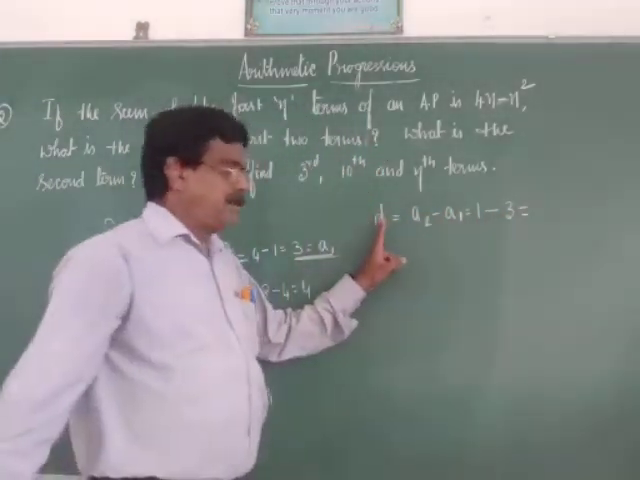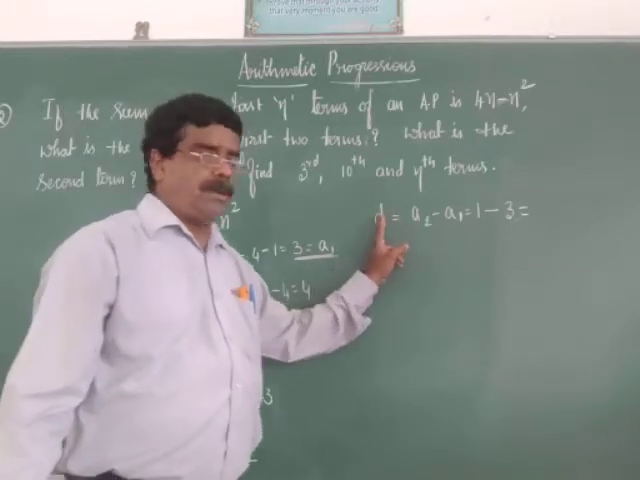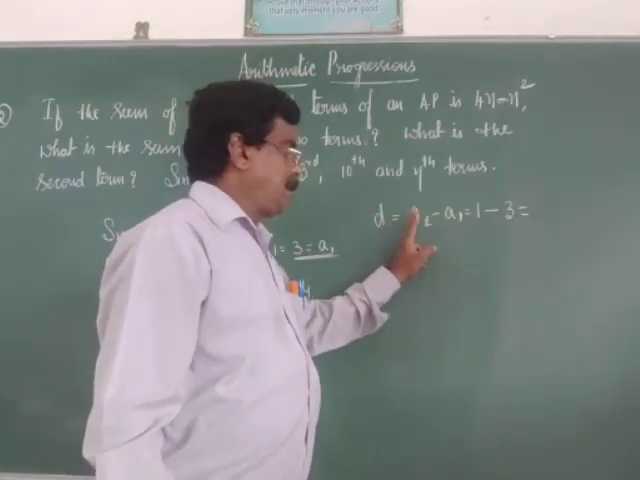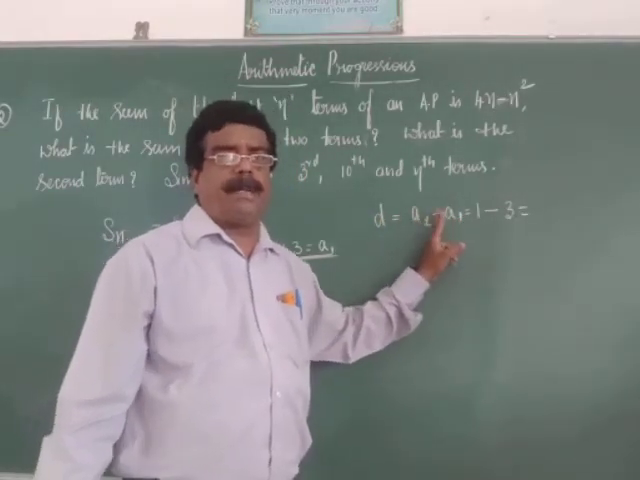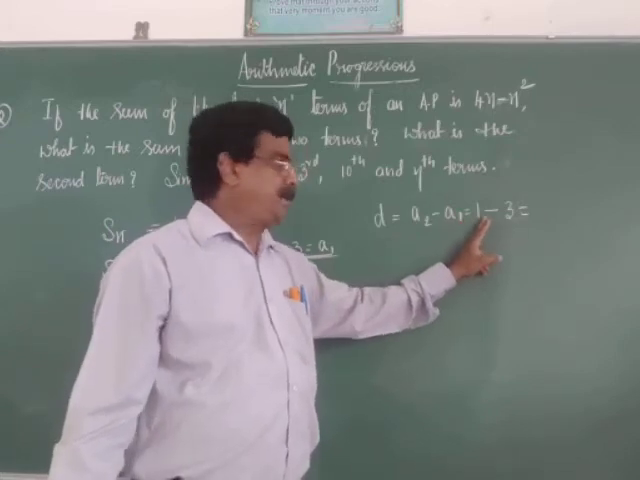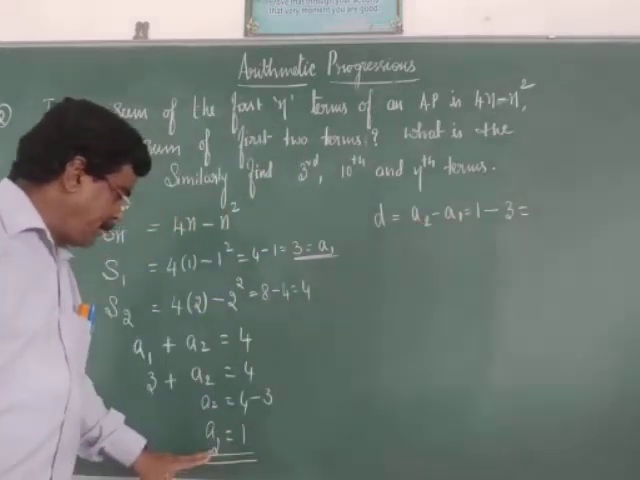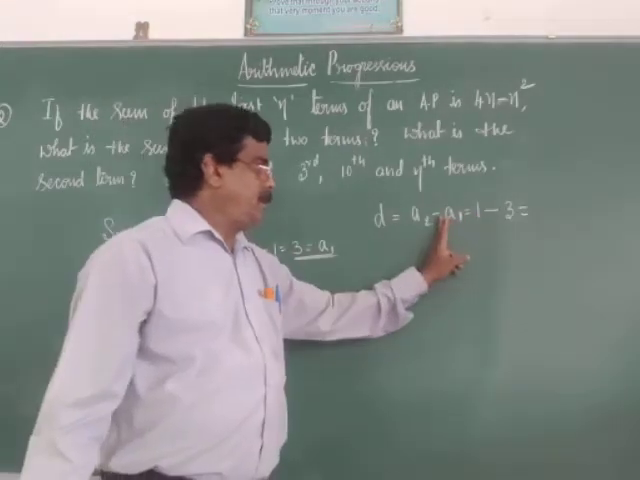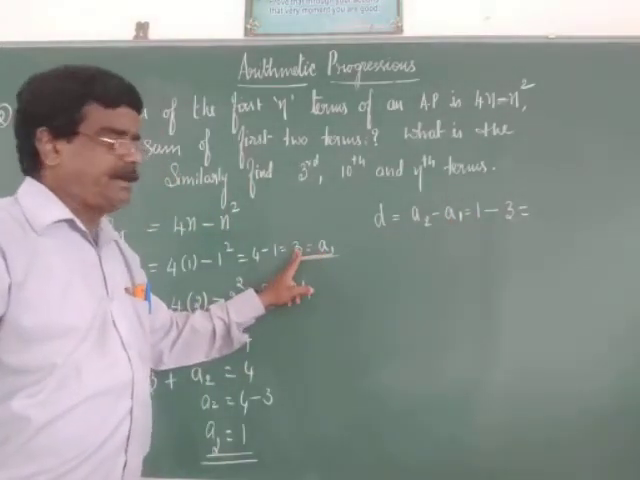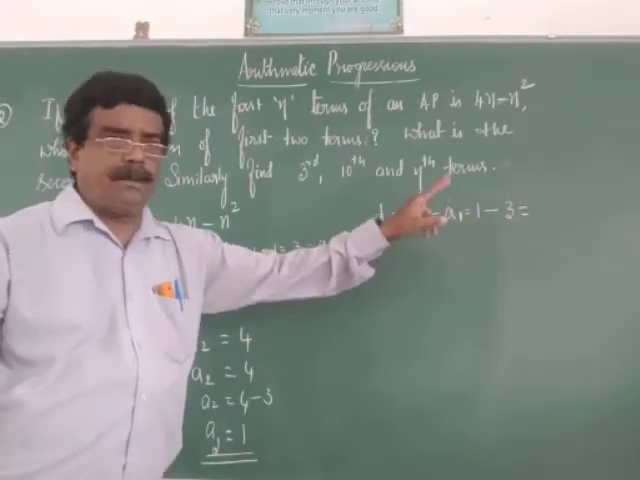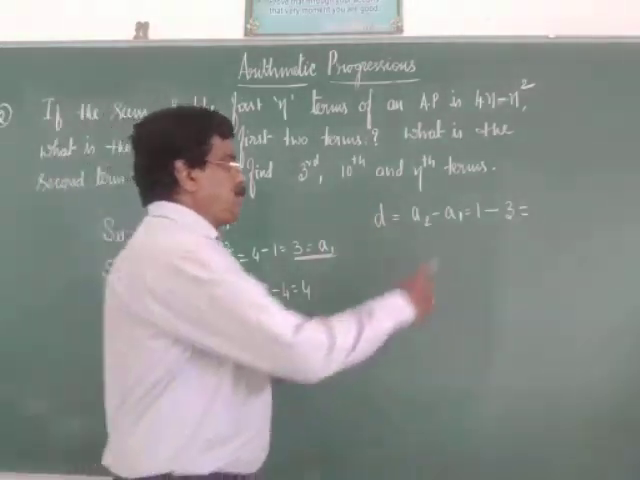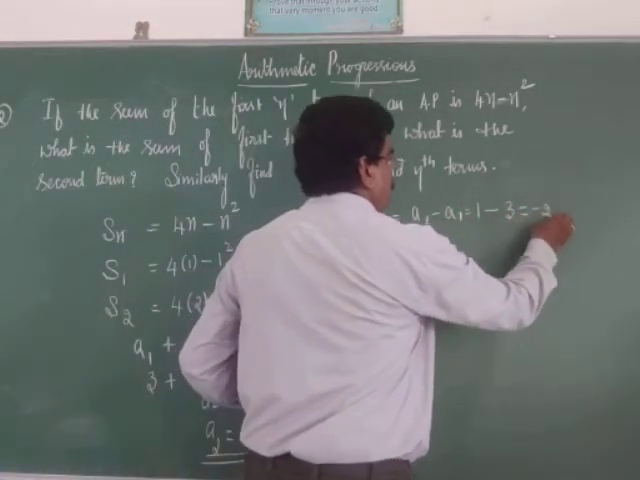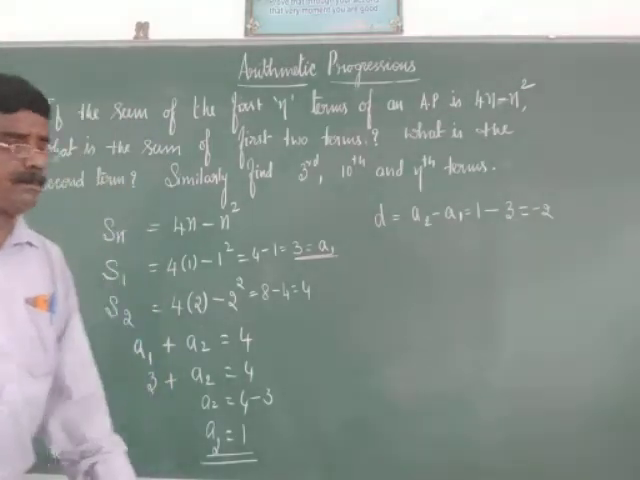See children, here you have to find out the common difference. How to find the common difference? In an AP, subtract the first term from the second, A2 minus A1, which is nothing but the second term. Here we found it as 1. So substitute 1 minus A1, and A1 is 3, so minus 3. So 1 minus 3 is minus 2. This is the common difference.